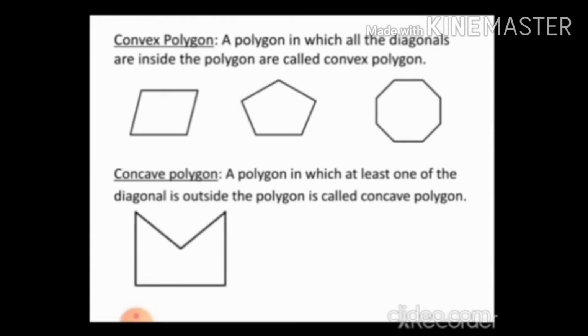This one is the first example. You can draw a diagonal outside it very easily. Then this one is also a concave polygon. Here you can also draw one of the diagonals outside it. So these are the examples.